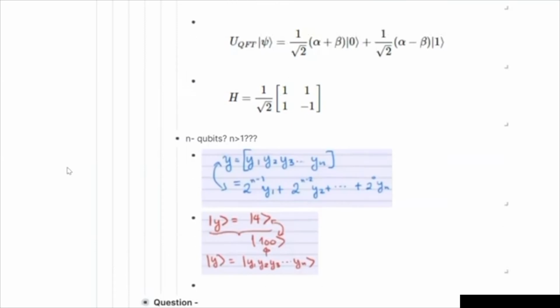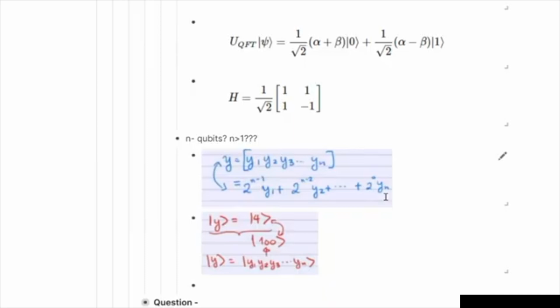So y can be represented as y1 to yn, and what it means is that this is basically a binary representation from decimal. So yn would be the LSB, the least significant bit. So yn into 2 power 0 would be just yn, it'll be 0 or 1. And so on up to y1, that is the most significant bit, and if there are n bits, then the power to which it is multiplied is 2 power n minus 1.